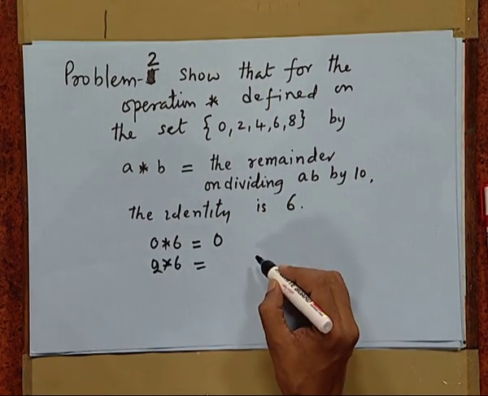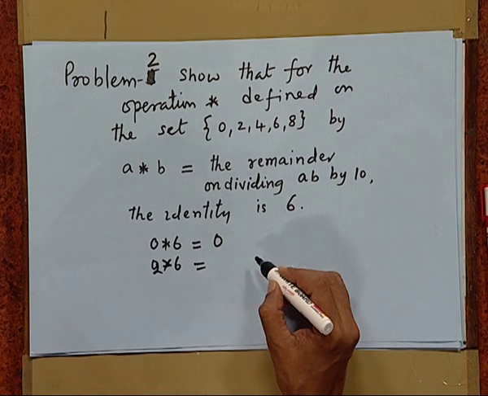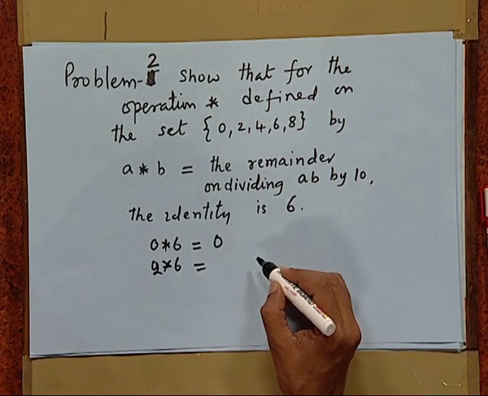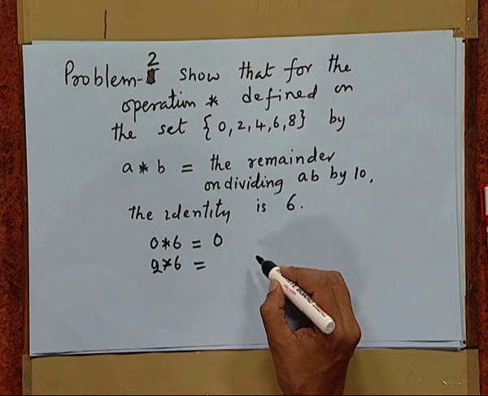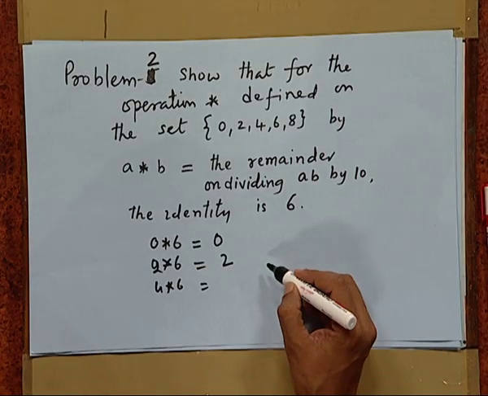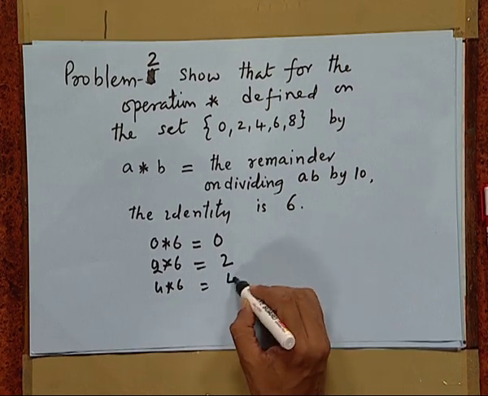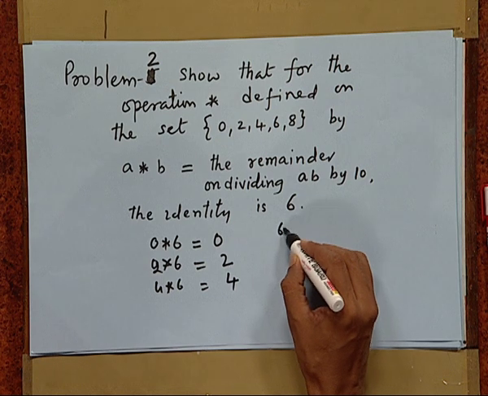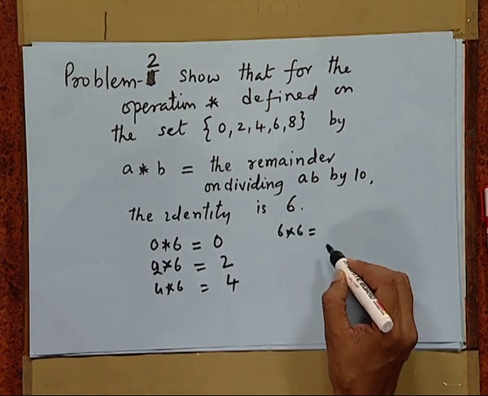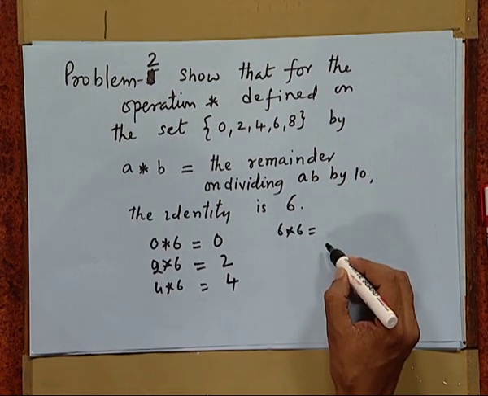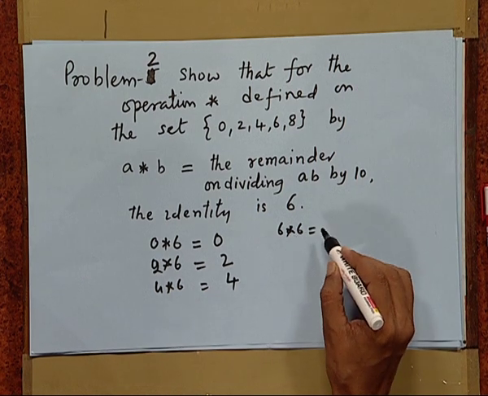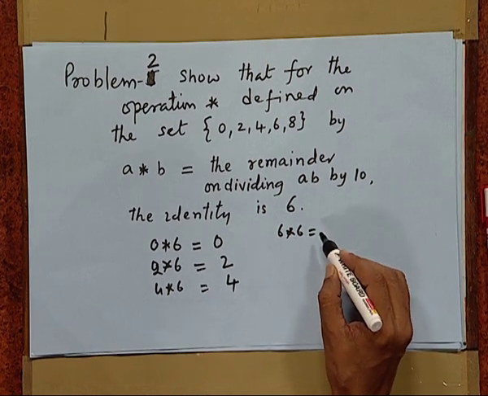This is actually 12 by ordinary multiplication, but our answer is the remainder on dividing A B by 10. So, remainder on dividing 12 by 10 is 2. Similarly, 4 star 6: 4 times 6 is 24, and when you divide 24 by 10, remainder is 4. Then we have 6 star 6: 6 times 6 is 36, but when you divide 36 by 10, remainder is 6.